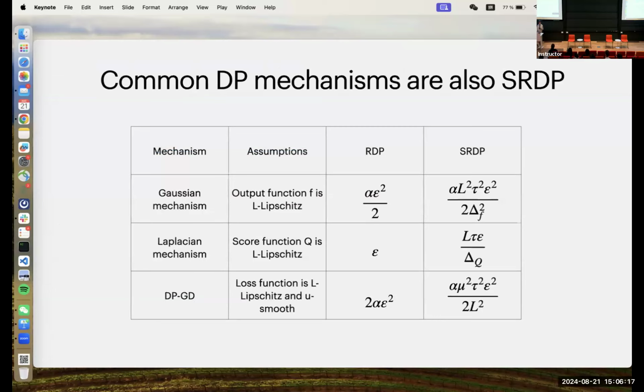And SRDP is not something that is very difficult to achieve. We also show in our work that under some assumptions, like if the output function is Lipschitz, or the loss function is Lipschitz and smooth, then your DP mechanism automatically satisfies SRDP. And here it's important to note that the SRDP parameters are of the same order in alpha and epsilon as the RDP parameters.